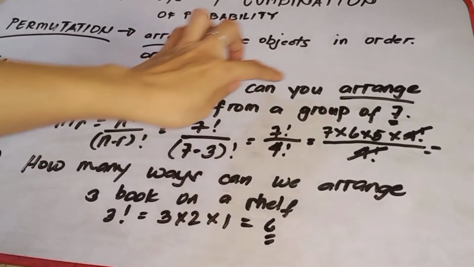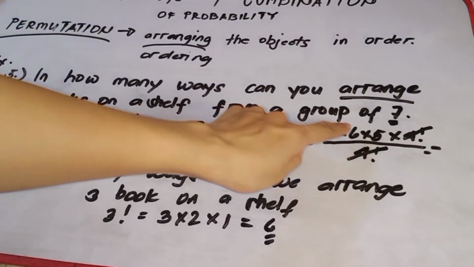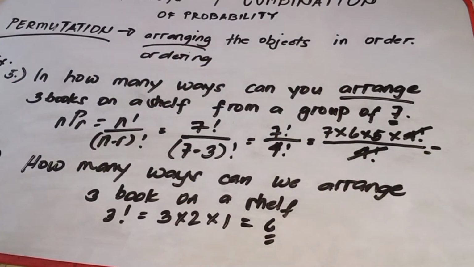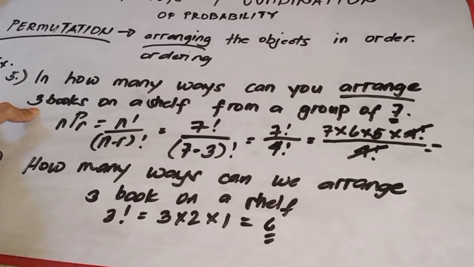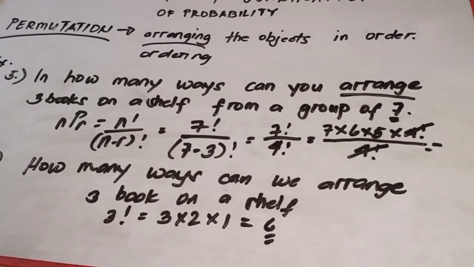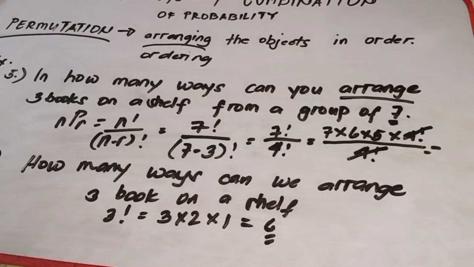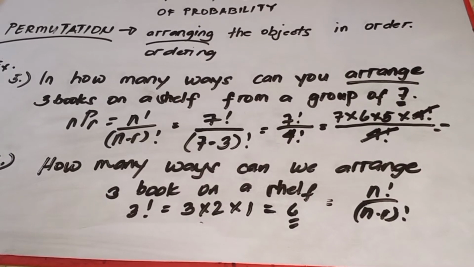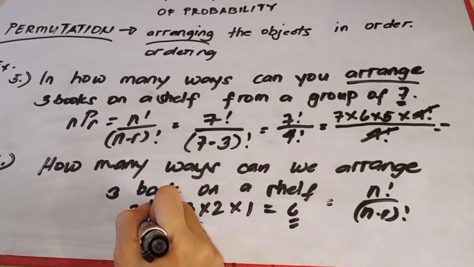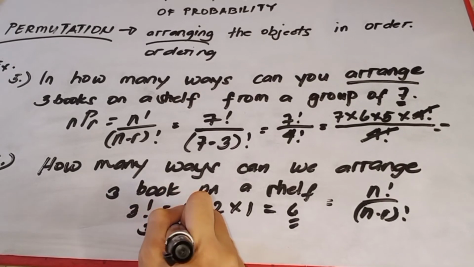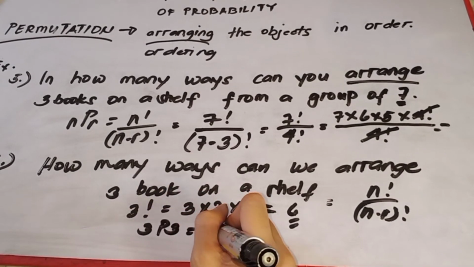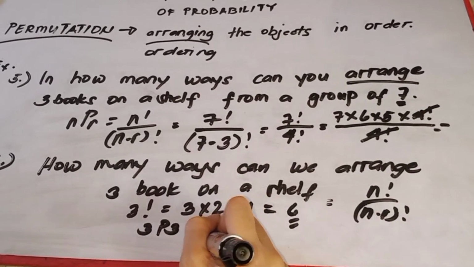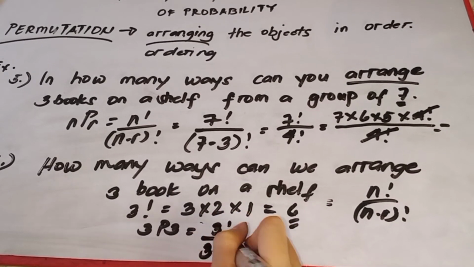So dito, meron tayong involved na number of a certain number in a group and also the number of items to be chosen. But here in example number 6, tinatanong lang how many ways we can arrange 3 books on a shelf. Okay, so paano natin gagamitin yung formula natin sa permutation? So that is n factorial. So that is 3 factorial over 3 minus 3 factorial.